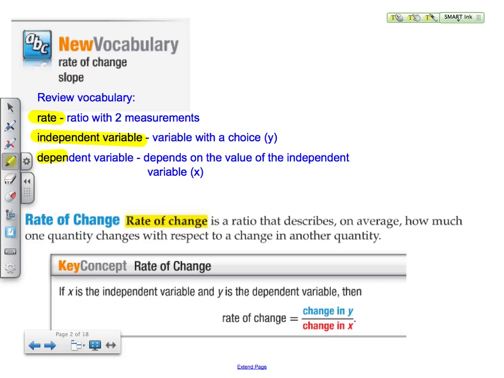Independent variable and dependent variable. Independent variable is a variable of choice. Dependent variable means it depends on the value of the independent variable. So rate of change is a ratio that describes how much one quantity changes compared to the other one. So in a formula, it looks like this. Rate of change, the rate something changes, is equal to the change in y over the change in x, where y is the dependent variable and x is the independent variable.